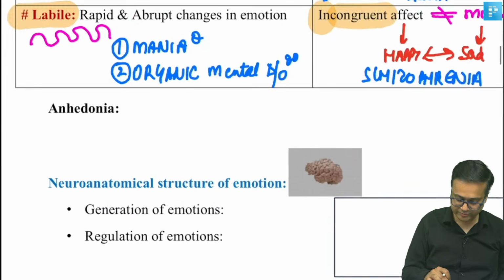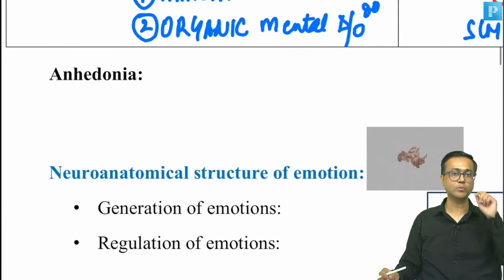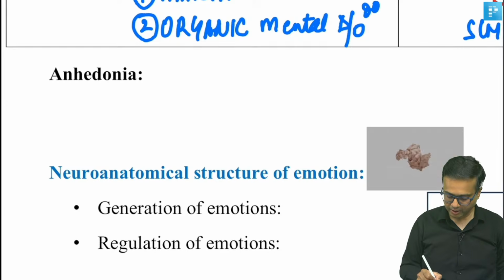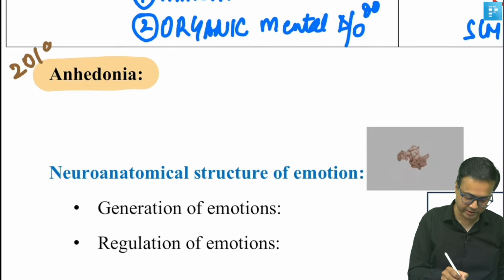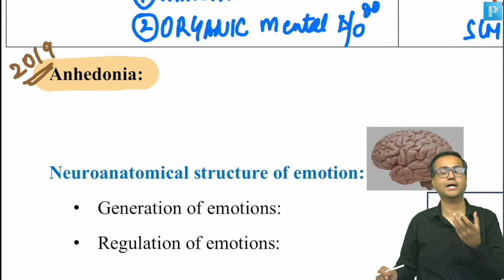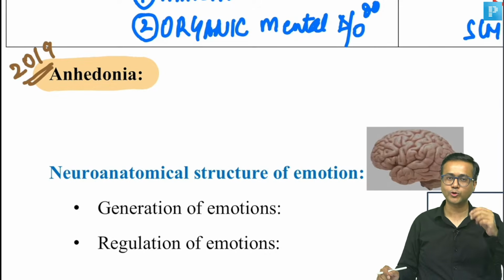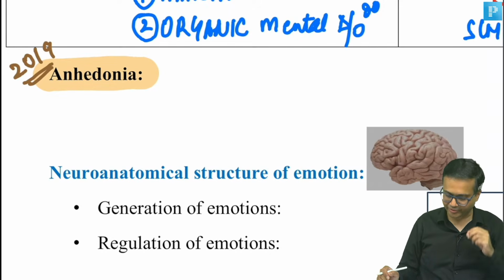Let's discuss, beta, since we are discussing emotion, some more points about this topic. So let's talk about, beta, what is anhedonia. Again, this question was asked in your FMGE 2019 exam. So sometimes they may just ask about the definitions also. So you should know all these phenomena. Beta, what is anhedonia? Very good.